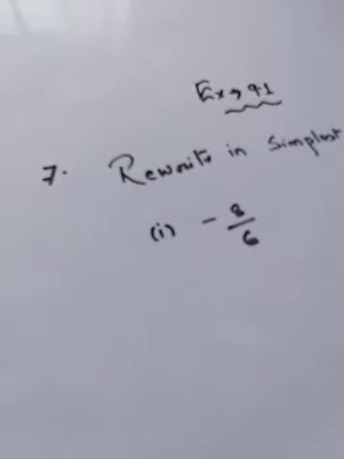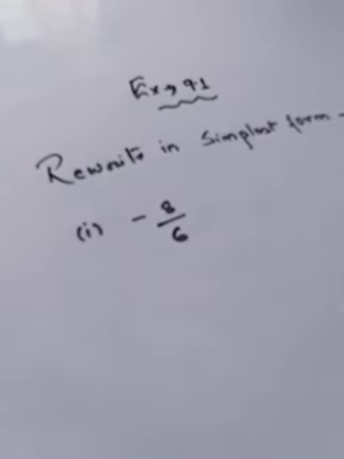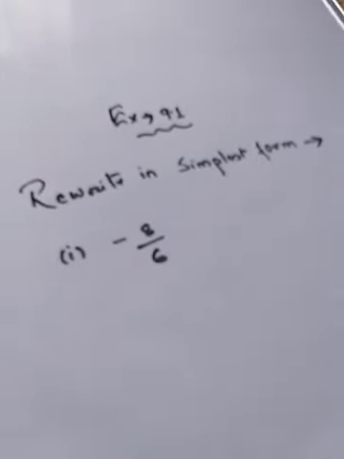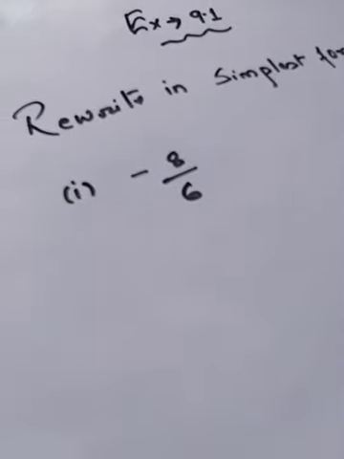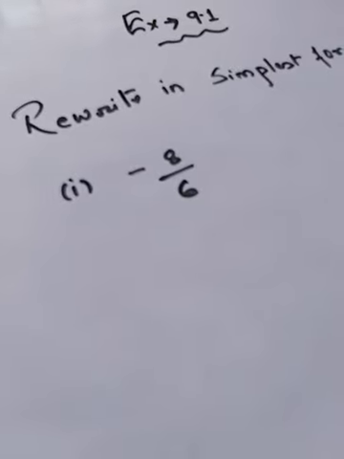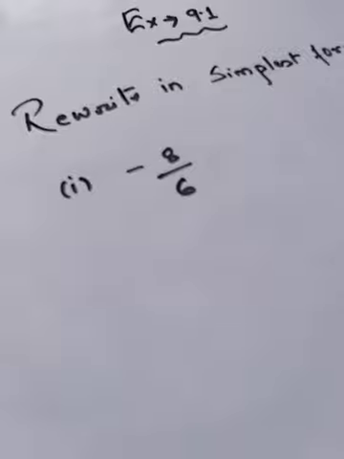Students, in this session, I will explain question number 7 of exercise 9.1. It's very, very interesting. Now, rewrite in simplest form. So there are altogether 4 sums in question number 7. I will show you 2 sums, and the rest of the 2 sums would be your homework. Okay. Now, how exactly is this done?